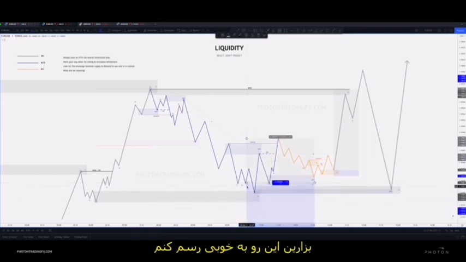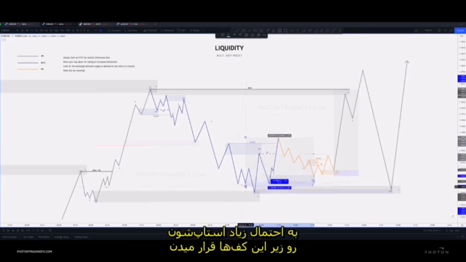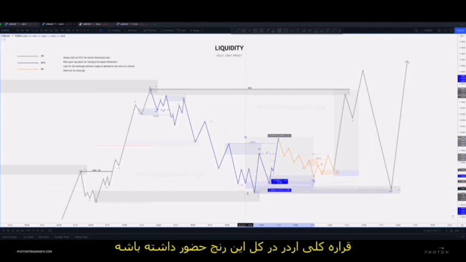Imagine, just move this up out of the way. Get nice and small. There we go. So anyone who's essentially long from the double bottom is likely to have their stop anywhere below these lows. Obviously, some people can have wider stops. It's not just going to be one line below it. There's just going to be a ton of orders all within this whole range.